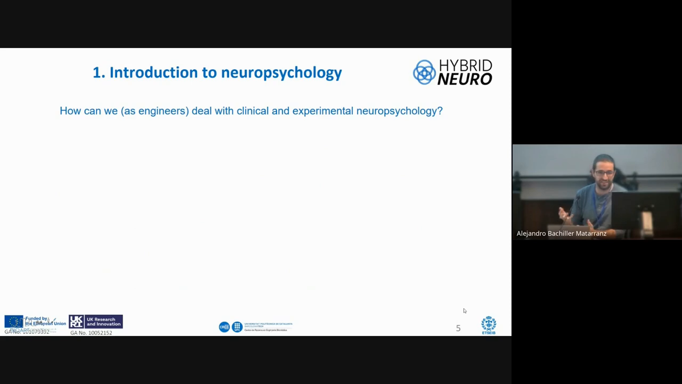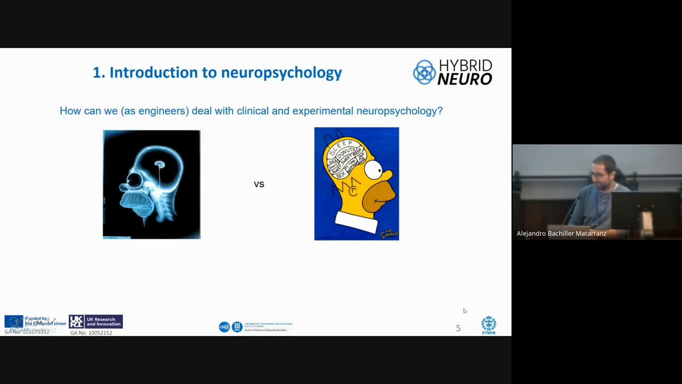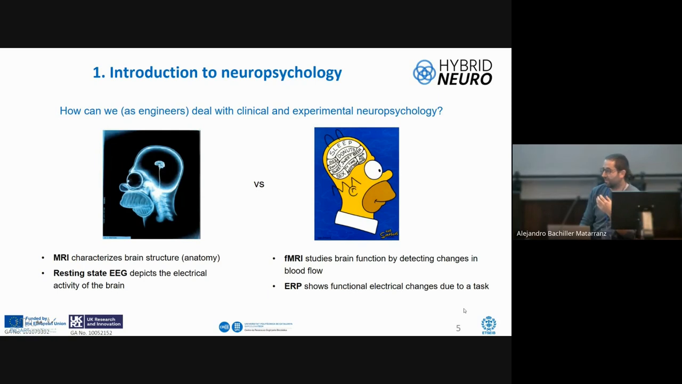We are engineers, or the majority of the people here are engineers. So as engineers, how can we deal with clinical and experimental neuropsychology? Here we have a funny image. Clinical neuropsychology is more related to this kind of image, where we have a structural image of the brain, for example, and experimental neuropsychology is more related to the other one, where brain areas are related to some functions, for example, sleep, donuts, sex, sweet beer. Okay, so how can we achieve this kind of issues, clinical and experimental neuropsychology?